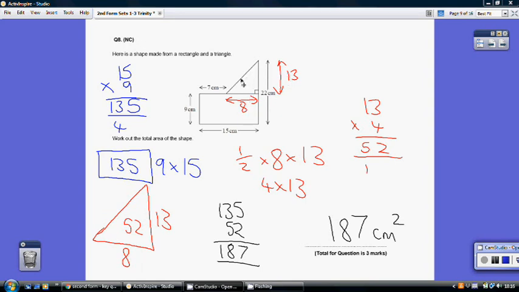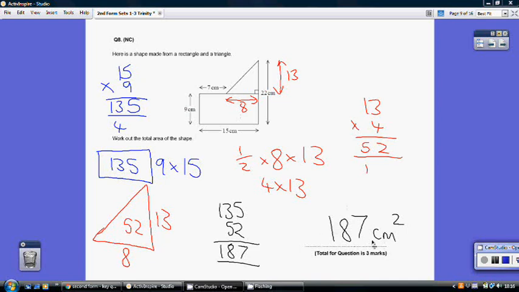Now remember, to work out the area of a triangle, it's not the same as an area of a rectangle, because the triangle takes up half the space. So you've got to remember to do half times 8 times 13. Half of 8 is 4, so that's 4 times 13, which I've done over here to be 52. So the area of our rectangle is 135, our triangle is 52. Add these together, which I've done here, and you get 187.